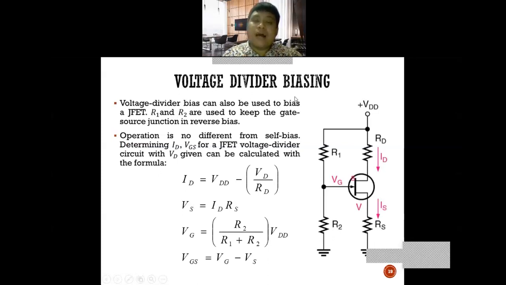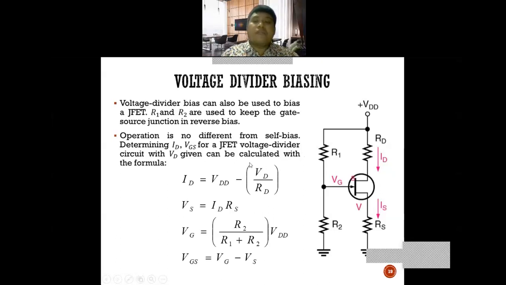So the last part of the JFET is voltage divider biasing. Voltage divider bias can also be used to bias a JFET. R1 and R2 are used to keep the gate-source junction in reverse bias. Operation is no different from self bias. Determining ID and VGS for a JFET voltage divider circuit with VD given can be calculated with a formula.